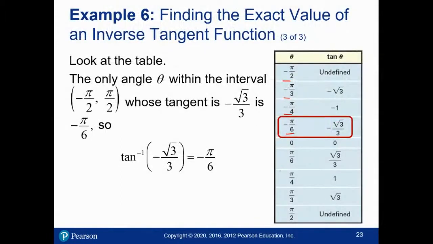Similarly, what's an angle whose tangent is 1? Pi over 4. Okay, so there we have it.